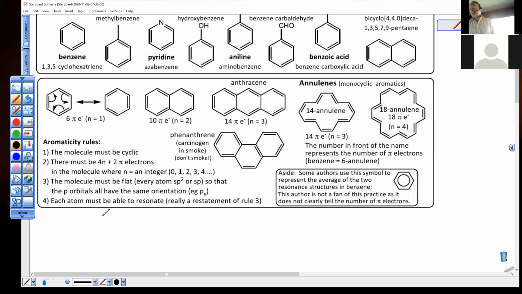And then kind of follows this. It's almost an unnecessary rule. If all of the atoms have p orbitals, then they can resonate. I mean, that's 3 takes care of 4. So guidelines for aromaticity, and we have to be able to determine if molecules are aromatic or not.